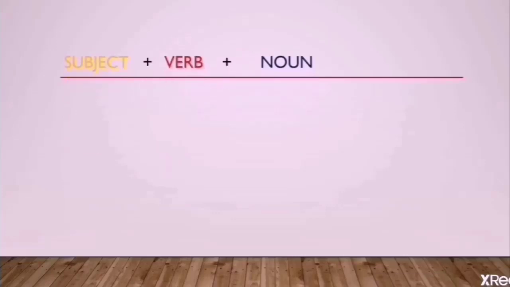Another sentence pattern is subject, verb, and noun. She is my friend. She is a subject. Is is a verb. My friend is a noun. They are teachers. They is a subject. Are is a verb. Teachers is a noun. He is a doctor. He is a subject. Is is a verb. A doctor is a noun.